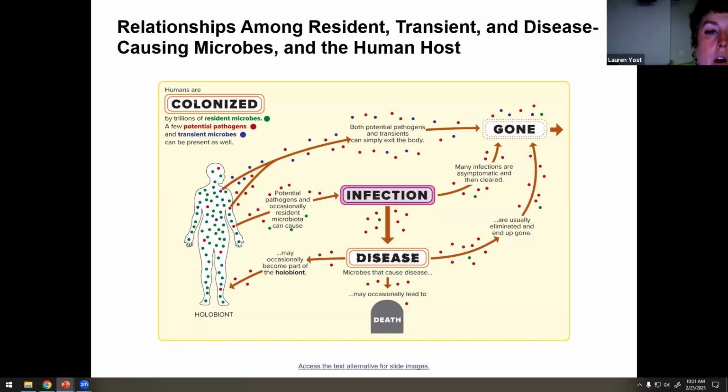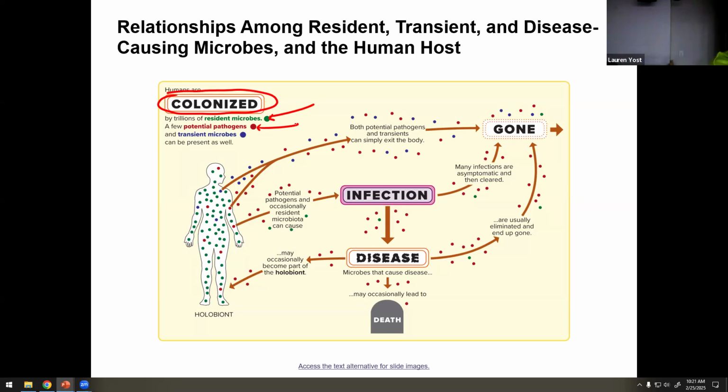So here we have humans being colonized by microbes. Some of these are your resident microbes. You might have a few that could be potential pathogens that may be introduced into your body by, let's say I pick up my phone right here. Is my phone sterile, guys? No. If I put my phone up to my head, am I going to get an infection and a disease from it? Probably not, right? But am I introducing those microbes to my body? Yeah. So those usually are going to be transient microbes.